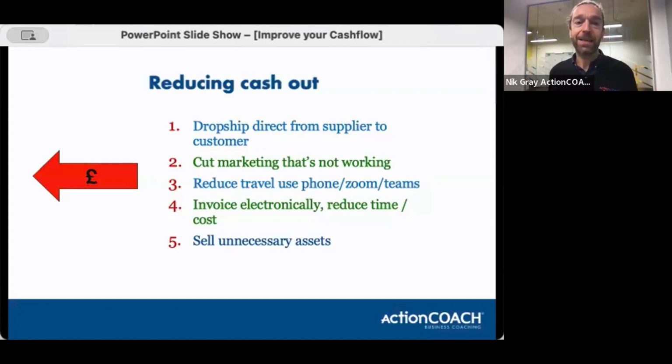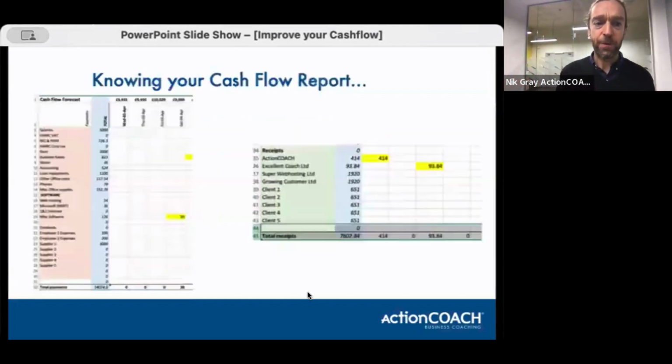Sell unnecessary assets. So again, as part of your review of costs, you can see just what your assets are and whether you're using them effectively. Right. So let's have a quick look at cash flow forecasts.